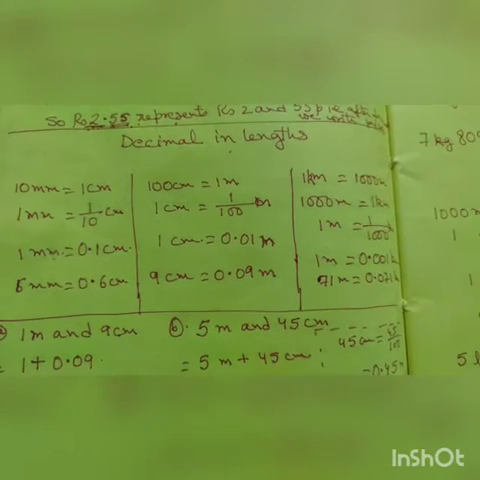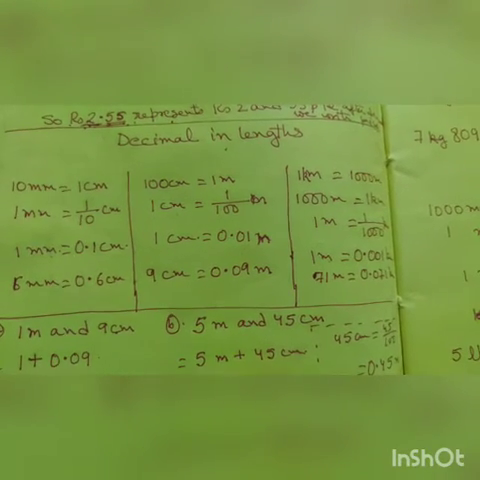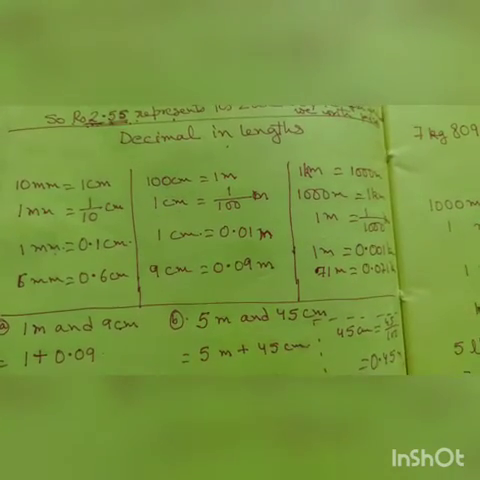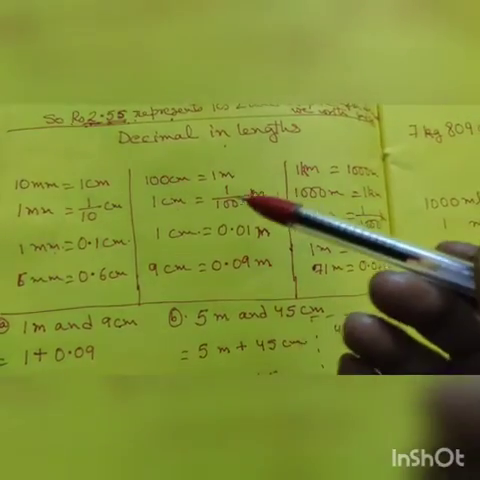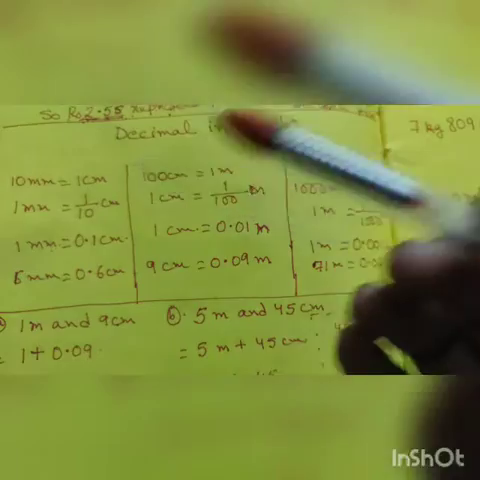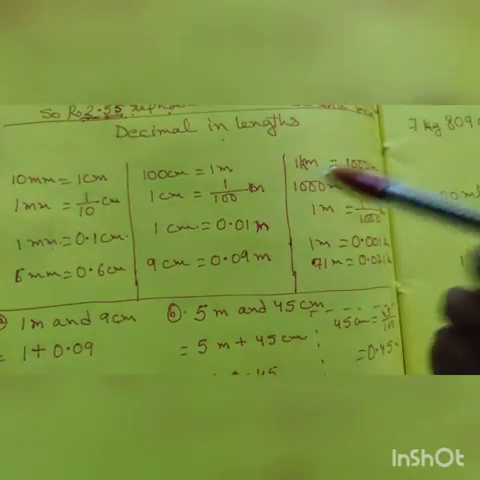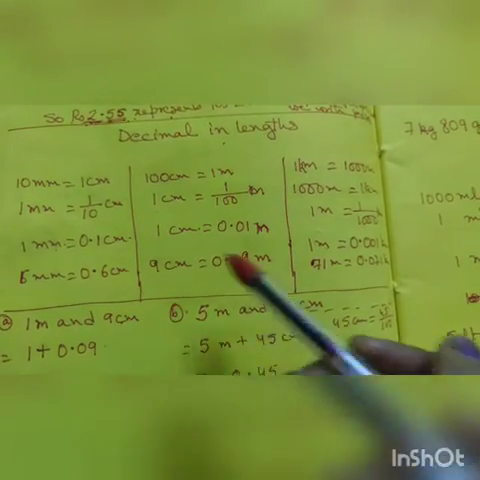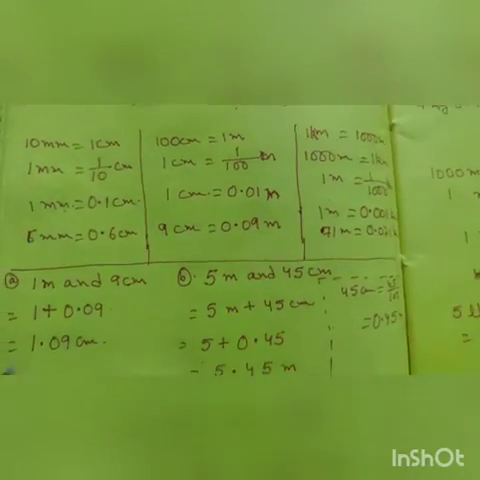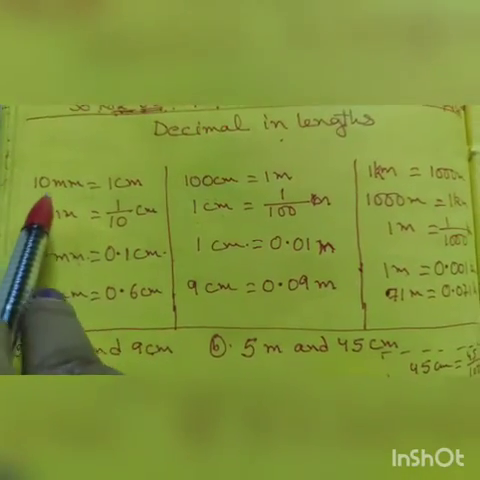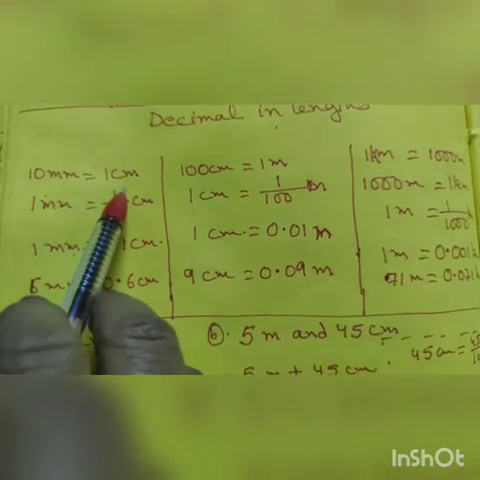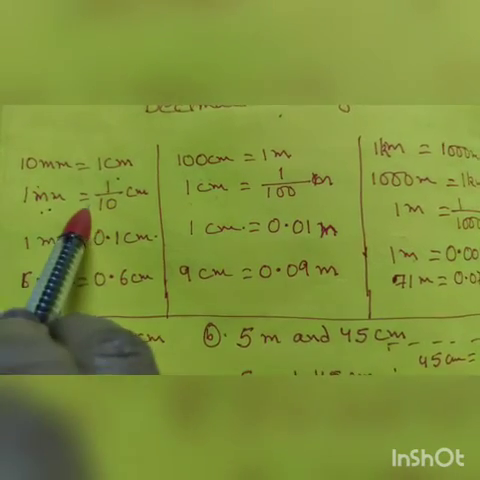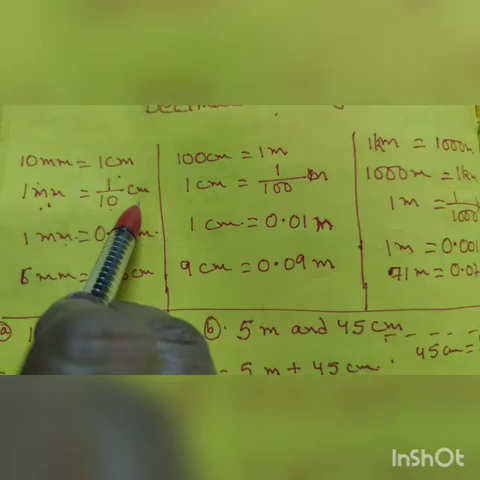Centimeter or millimeter are used to measure small things, such as the length of a paper, or a thread. When you are measuring cloth, you measure in centimeter or meter, not in millimeter. So now let's see how we convert this. 10 millimeter is equal to 1 centimeter, or we can say 1 millimeter is equal to 1 by 10 centimeter. Clear?